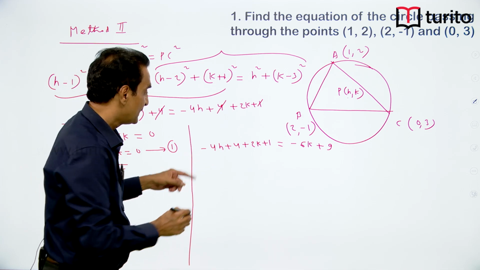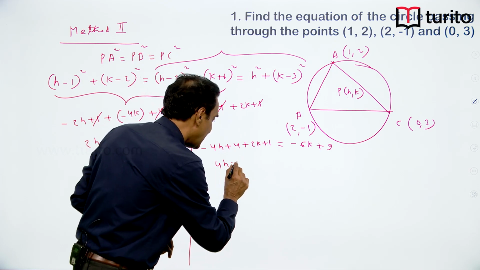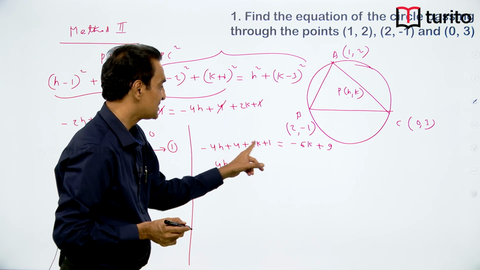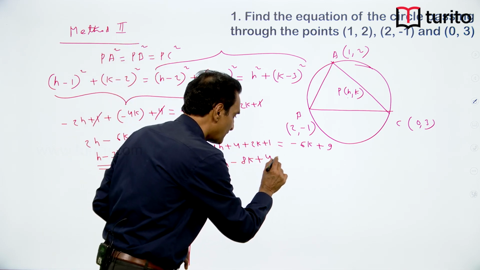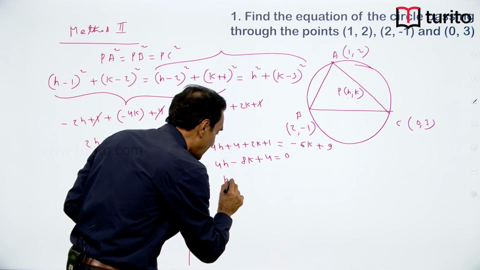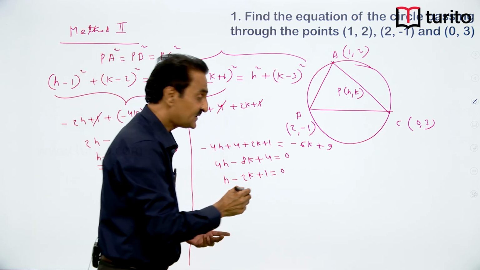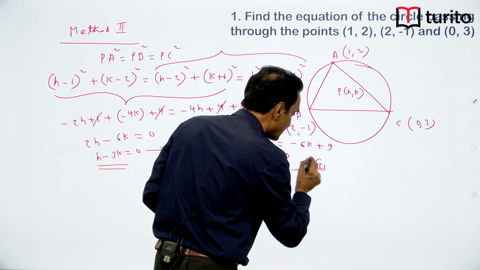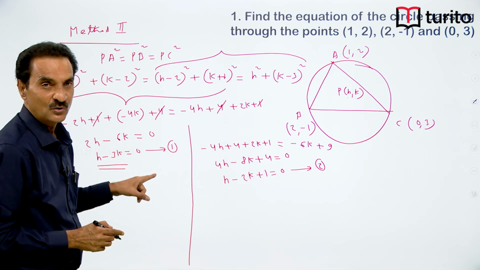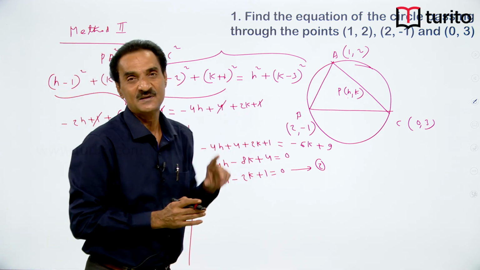Now simplify, if it goes that side, 4h minus 8k and 9 minus 5 plus 4 is equal to 0, and cancelling 4 you will get h minus 2k plus 1 is equal to 0. This is equation 2. You can find the equations very quickly. Now, solving 1 and 2, we get the coordinates h comma k of the center of the circle.